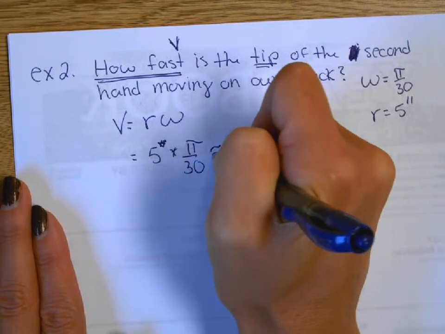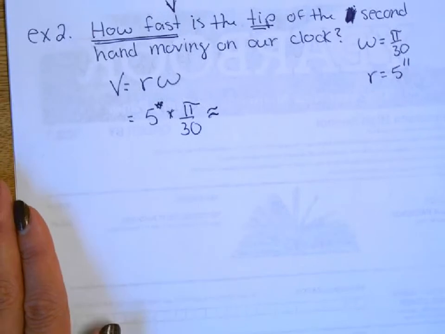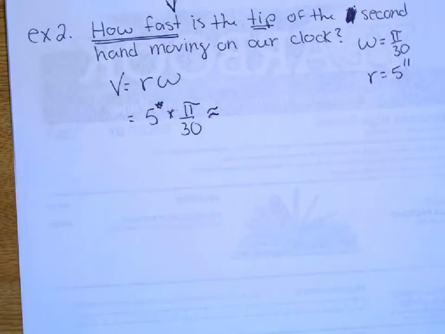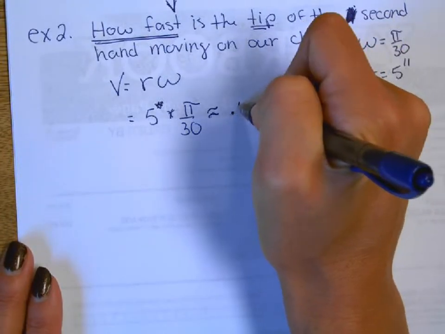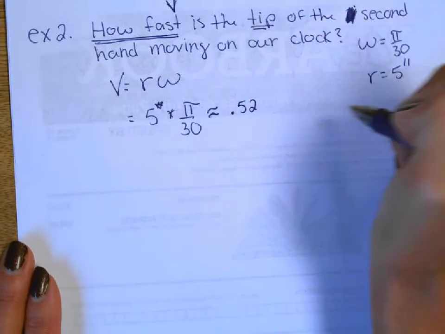Let's get an approximate value that actually means something to me, so I don't want to see pi in the answer. What's 5 times pi divided by 30? How fast is that thing moving? 0.5236. 0.52.